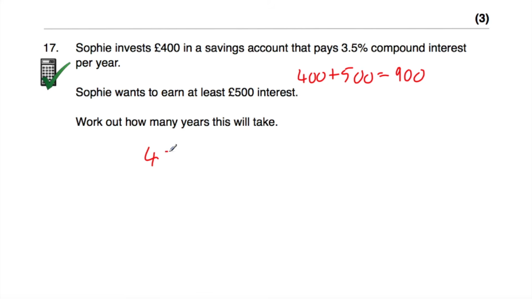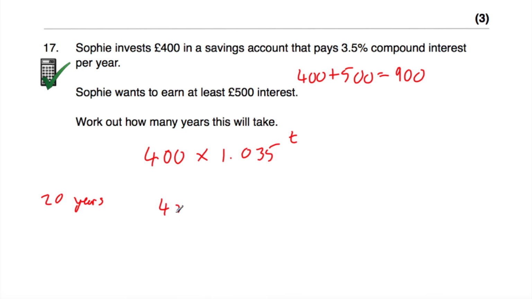So we've got initial, which is £400, times the multiplier, which is 1.035. If you increase something by 3.5%, you'd have 103.5%, so it's going to be 1.035 as a multiplier. And then to the power of time, and we're going to change the number of years here. I think it's going to be quite a large number, so I'm going to try 20 years to begin with and see, over 20 years, will the £400 become £900 and therefore earn her at least £500 interest.